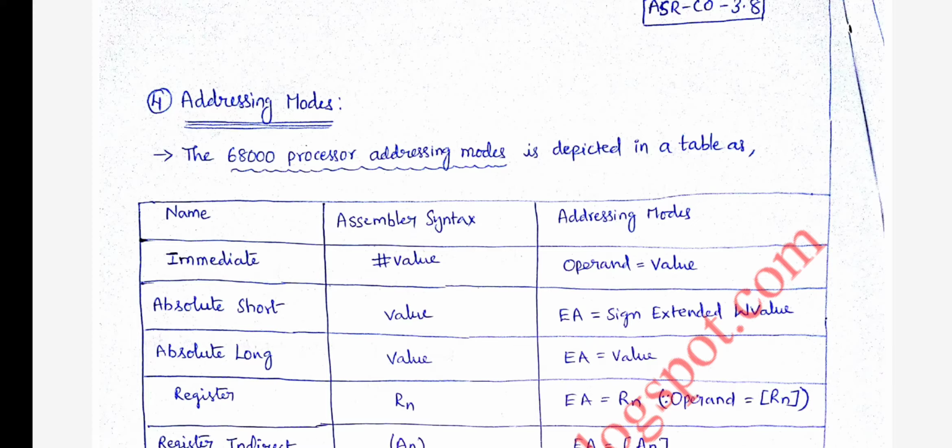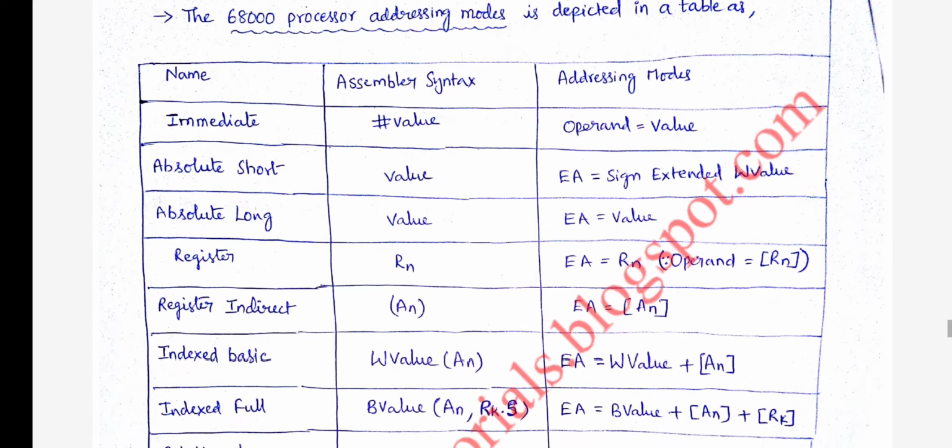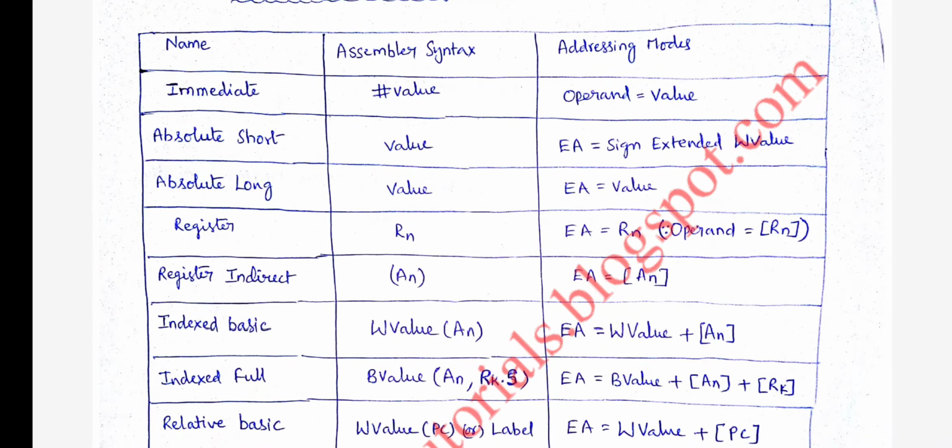The 6800 processor addressing modes are displayed in a table. Here we observe name, assembler syntax and addressing mode. First, immediate addressing mode. Already we discussed addressing modes in the second unit, same but with a little bit of variation. First, hash value: operand is equal to value.